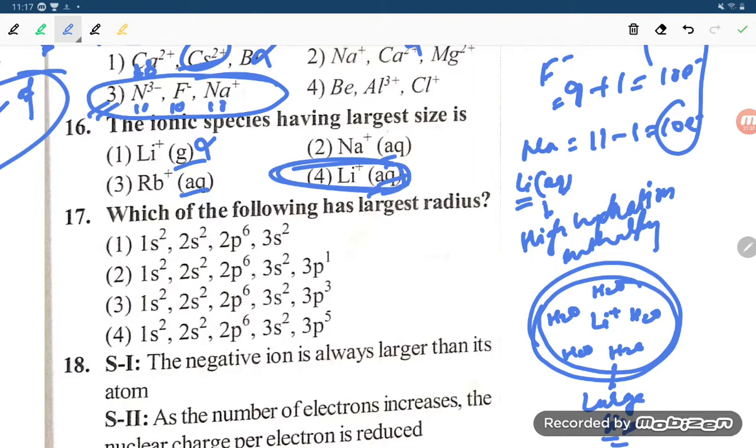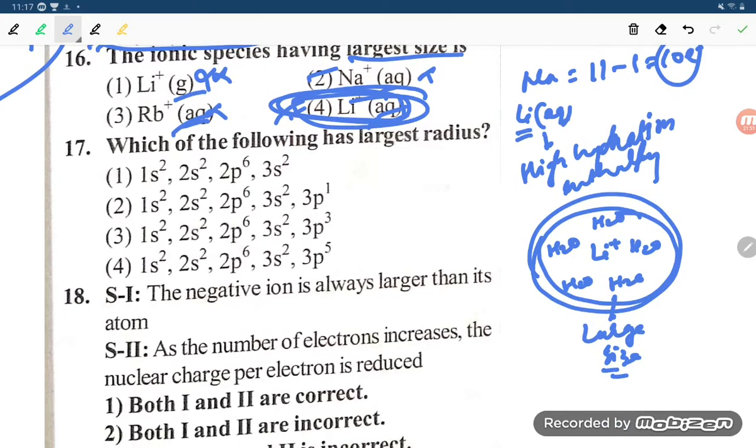Which of the following is largest in size in aqueous solution? Lithium plus, student, has the highest hydration enthalpy. Sodium and rubidium have very low hydration enthalpy. Gas does not have hydration enthalpy. Okay, we are talking about aqueous, so the correct option is option number 4.